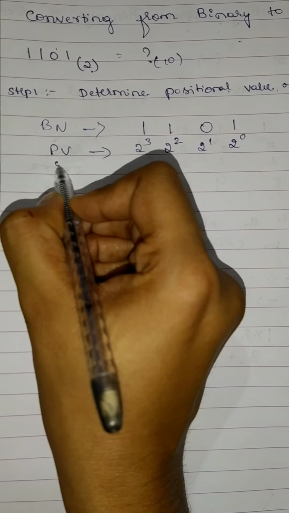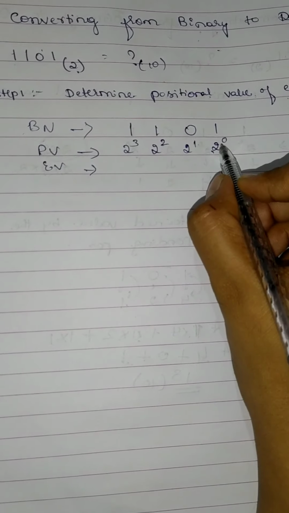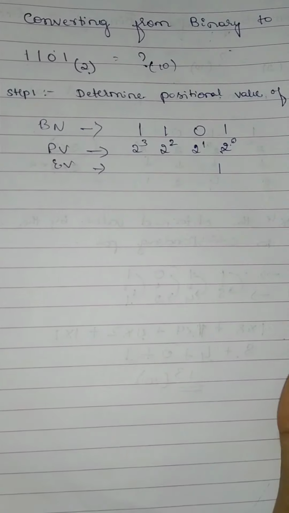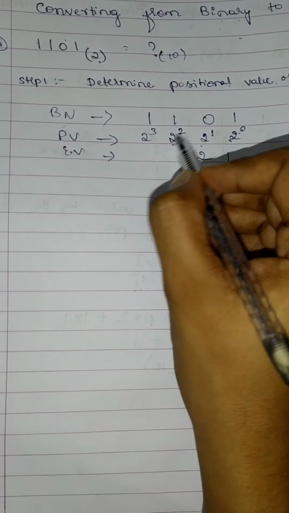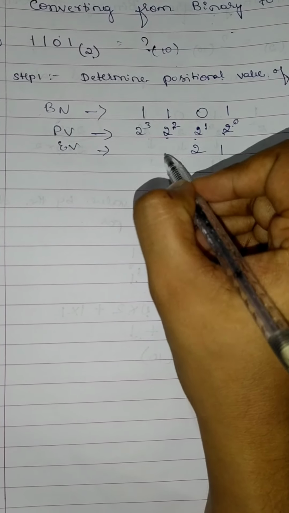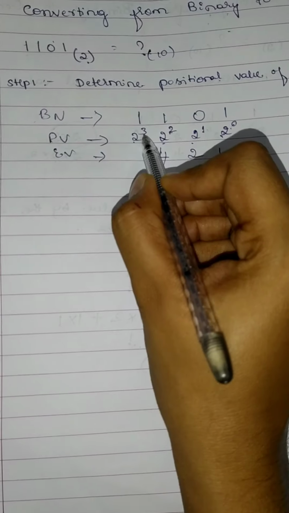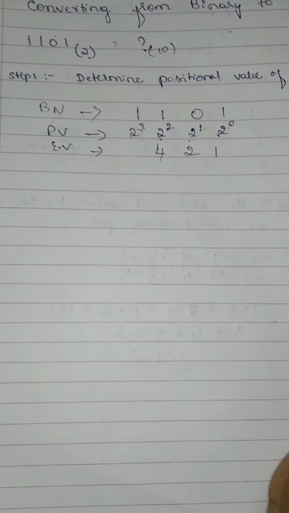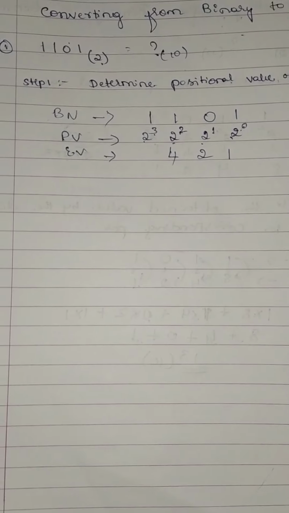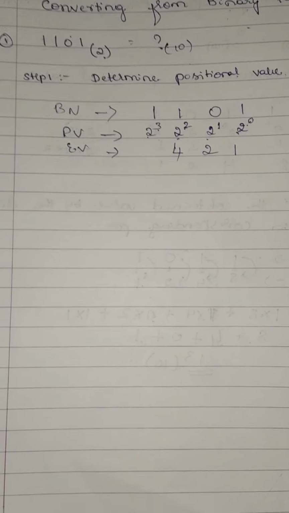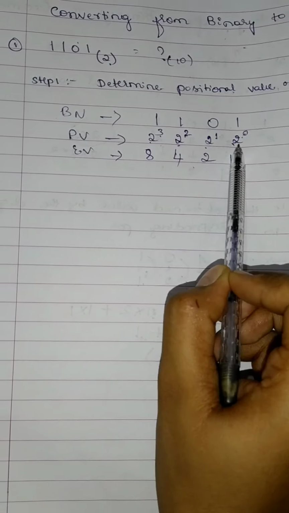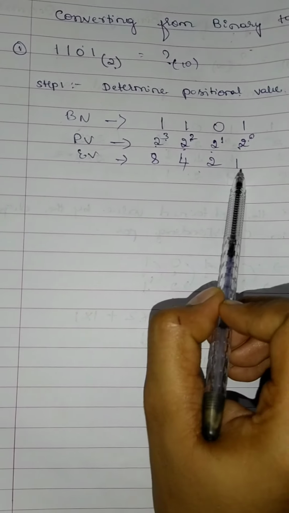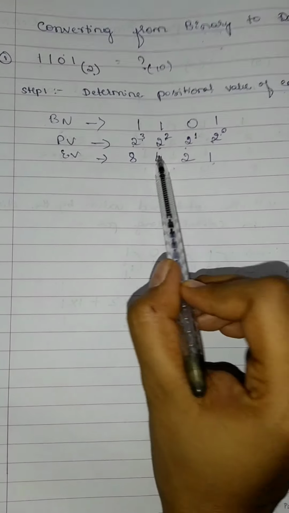So what is the effective value? 2 power 0, any number with power 0 is 1. Then 2 power 1 is 2. Then 2 power 2 means 2 into 2, 2 2s are 4. Then 2 power 3. Don't multiply 2 into 3; you have to take 2 into 2 into 2. 2 2s are 4, 4 2s are 8. This is the effective value. First we write the binary values, then find the positional values, then the respective effective values. This is the first step.